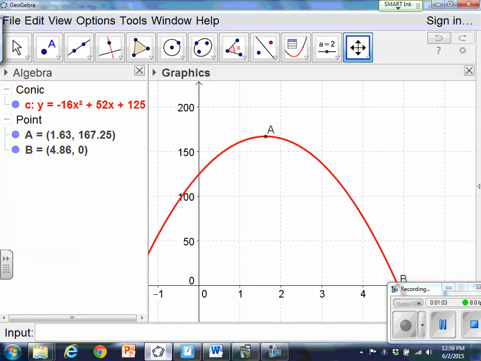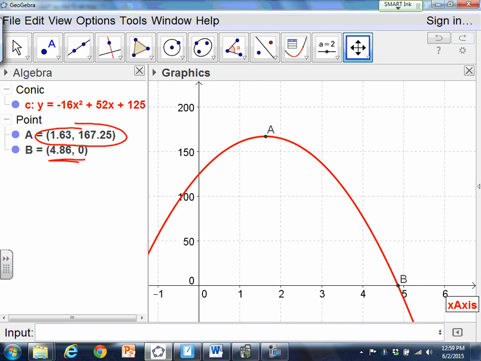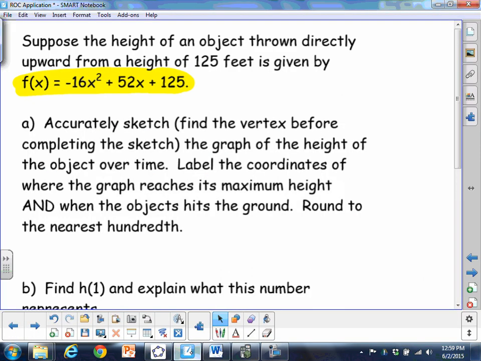But just so you can verify your numbers, this is GeoGebra. It just makes the graph look a little nicer. We can see point A is going to be our maximum, so that's the vertex there, and then point B, when it hits the ground, was about 4.86 seconds, which is point B down there just before 5 seconds. Okay, so let's get into some of the questions here.